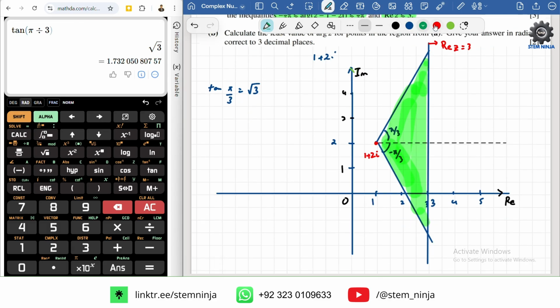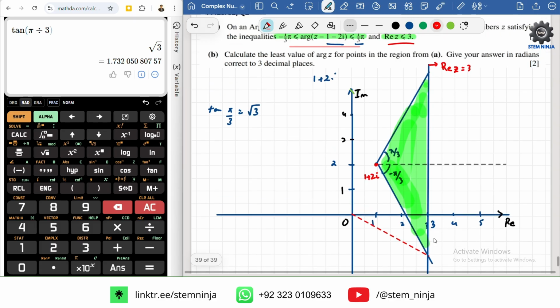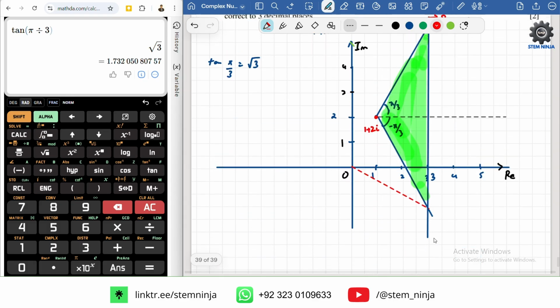So the least value is actually coming from, once again it's argument z, that means from origin. So it's either this, right over here. Yeah, so that is the least point. No? That is the least point, argument z. Right, so we basically need to figure out where this point is. So one way to do that is to find the line of equation for this particular falling part, right?